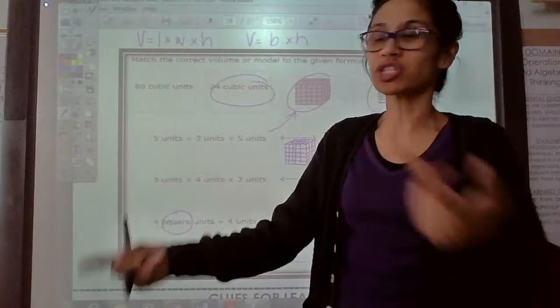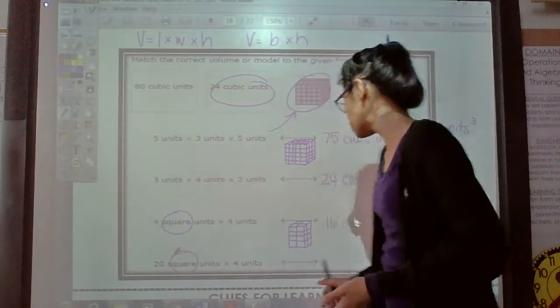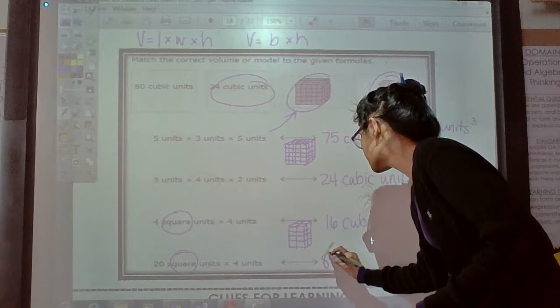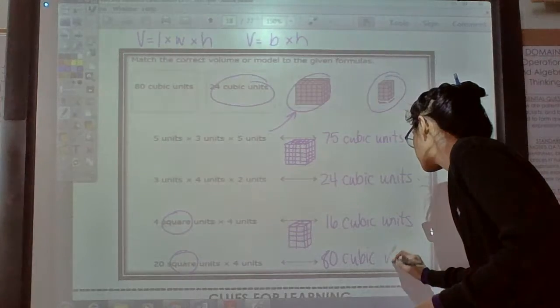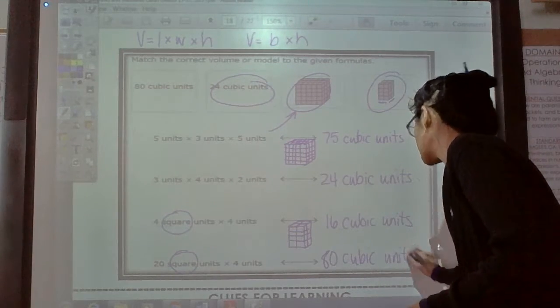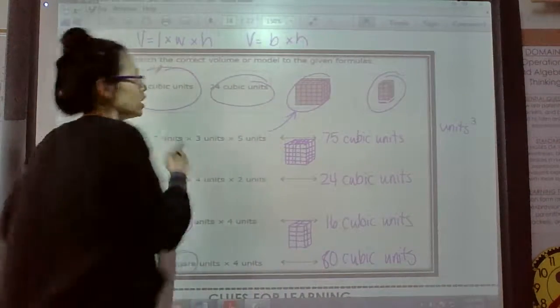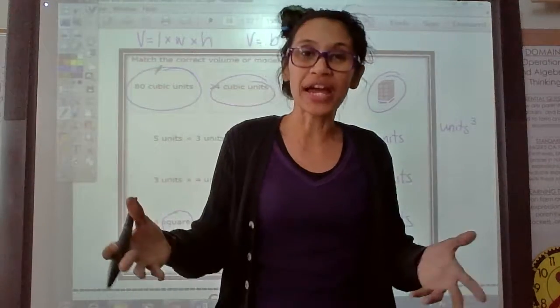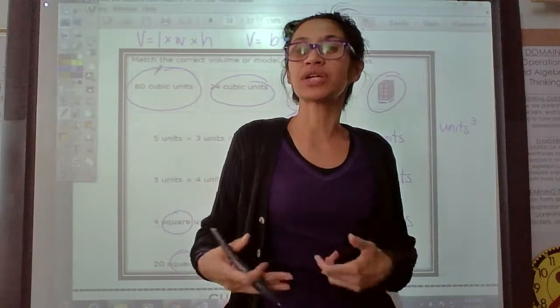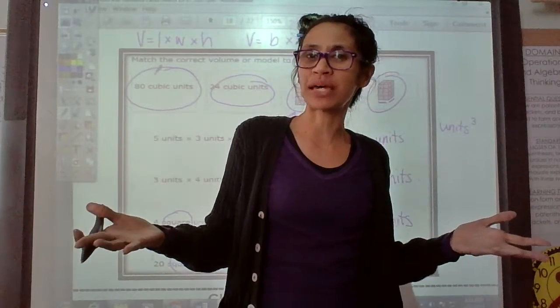So now let's just multiply that together. 20 times 4 is what? 80. 80 cubic units. And do we have it up top? Oh, yes. Bam. Right there. So everything is matched up perfectly. Remember, write everything out as best as you can. Draw everything out as best as you can.